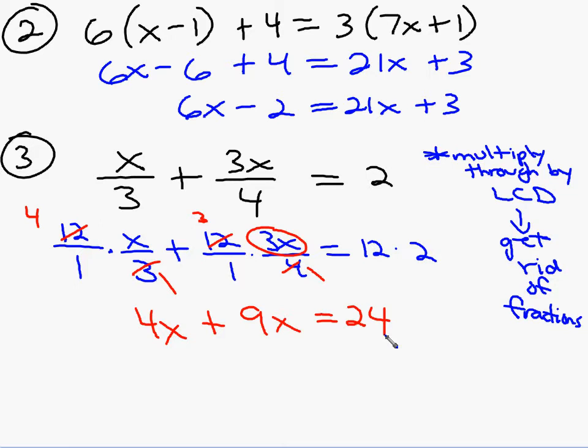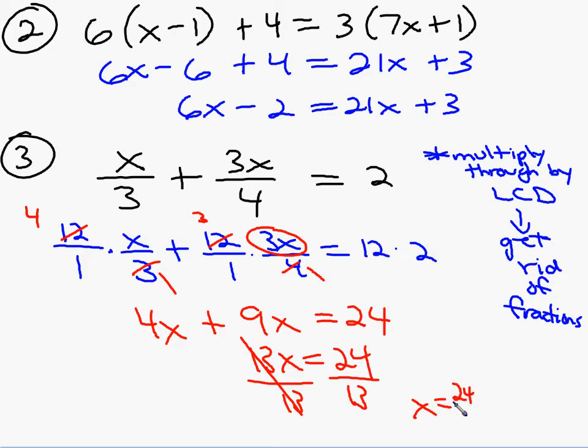4x plus 9x is 13x. No, you will not always have nice, pretty answers. Divide both sides by 13. Looks like x equals 24/13. It's okay to have an improper fraction every now and then. They need love too. All right.